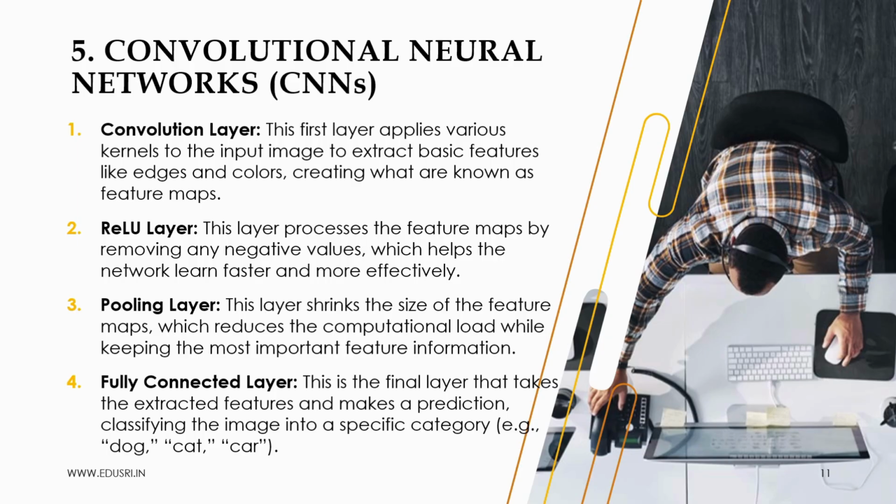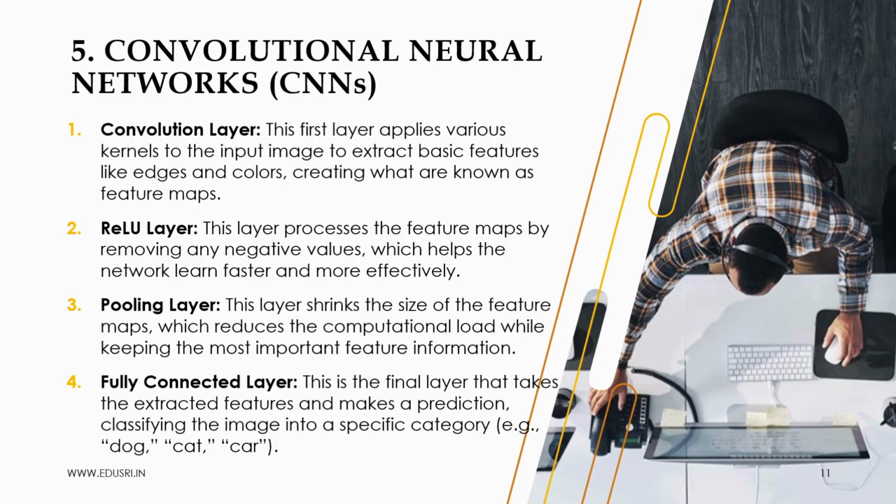Third is the pooling layer. The pooling layer reduces the size of the feature maps. This helps reduce the amount of computation required by the network while still retaining the most important feature information. In other words, pooling helps the network become more efficient without losing the key information needed for recognition.